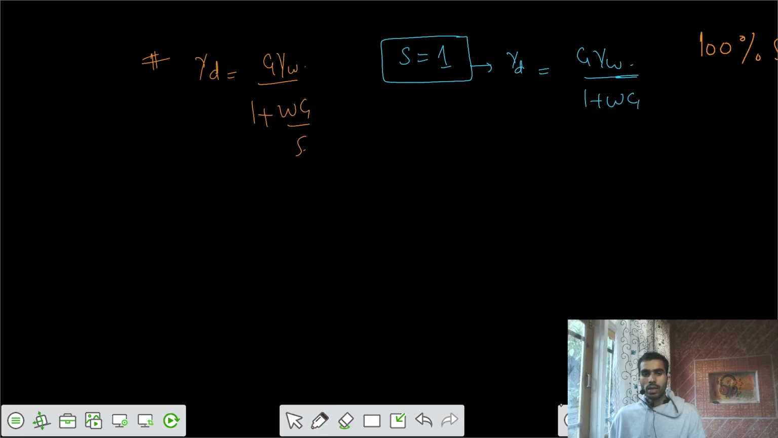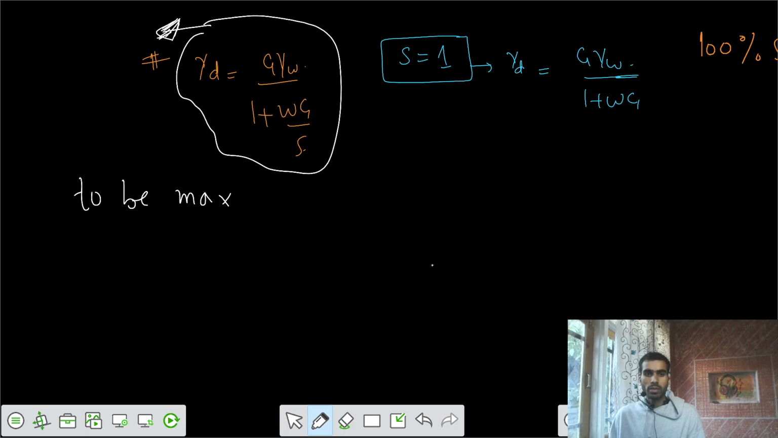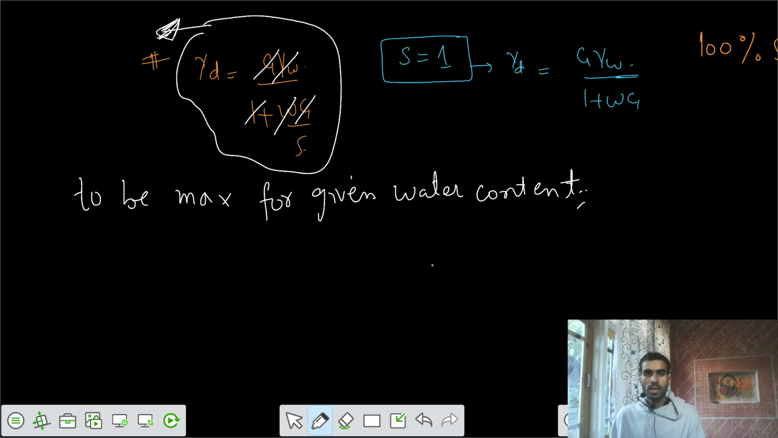Now, I want that gamma D to be maximum. This is the actual equation for your gamma D, and I want it to be maximum for a given water content and a given soil. When is that possible? If water content is fixed, this part is fixed. G of the soil is also fixed. Gamma W is fixed. 1 is fixed. That means only S matters: if the value of S is maximum, then this overall value is minimum, and finally your gamma D is maximum.